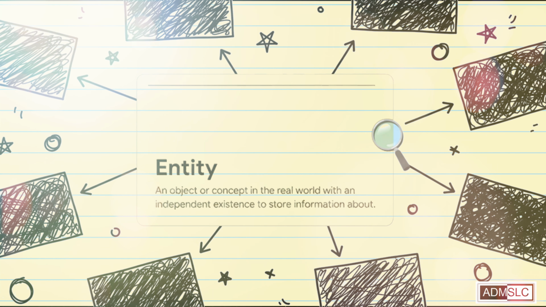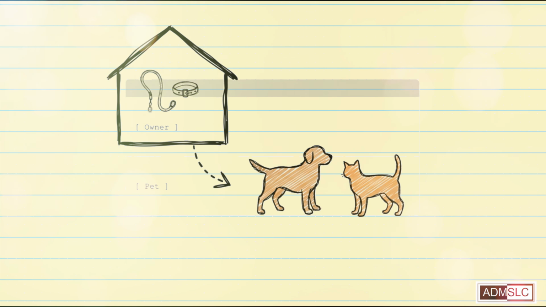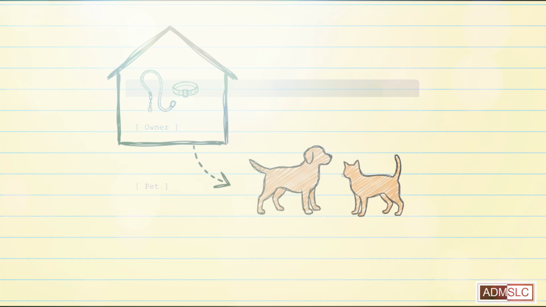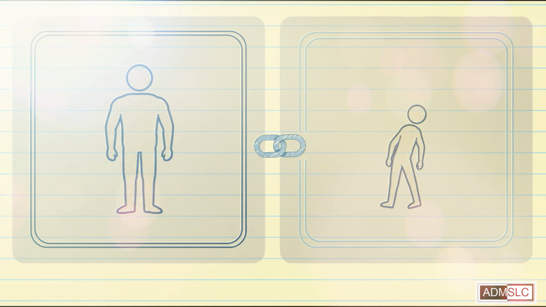Super straightforward. So let's think about our vet's office. What are the main nouns we need to track? Well, the two most obvious ones, right? You've got the owner and you've got the pet. So we just draw two rectangles and label them. That's our starting point.